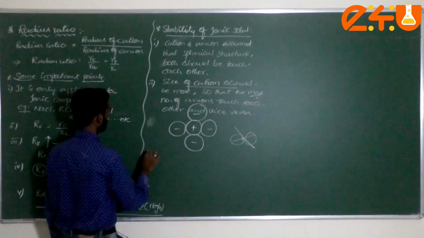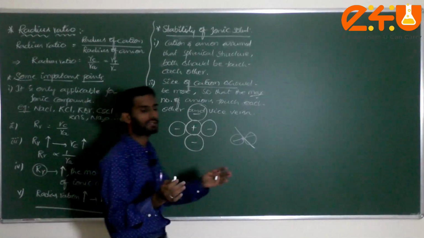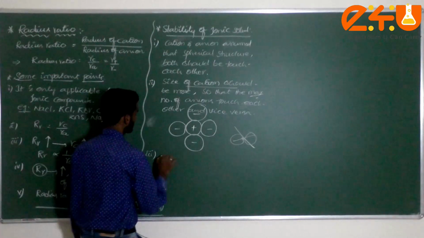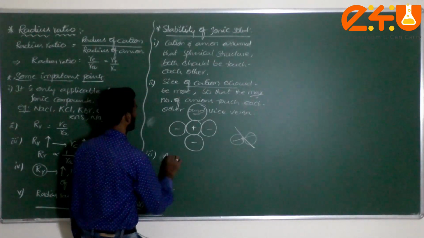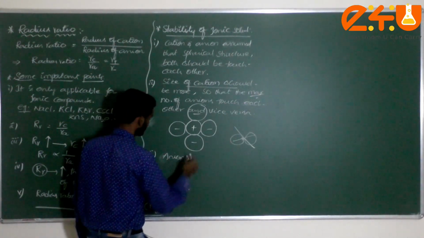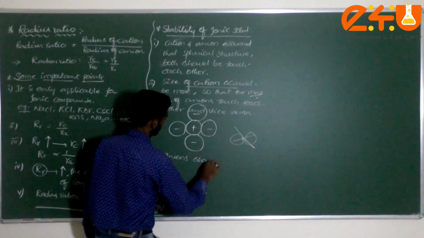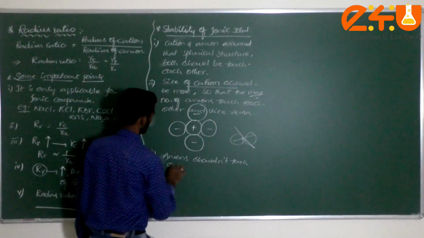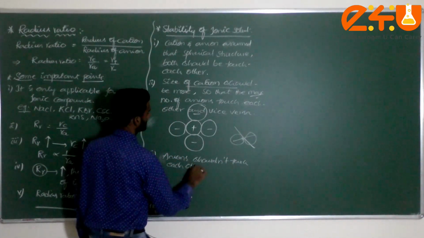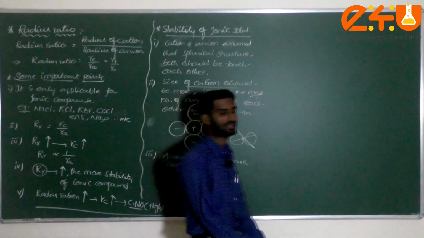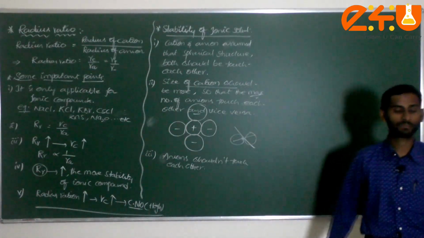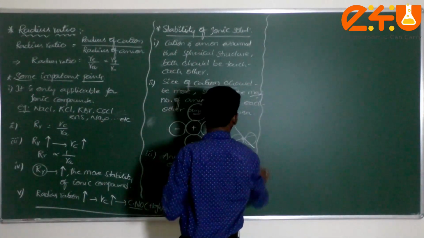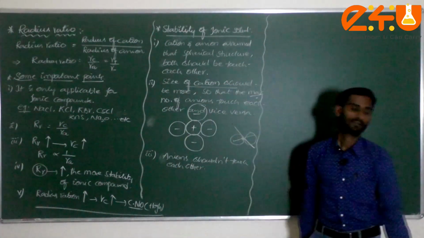Next, should the anions touch each other, dear student? No, the anions should not touch each other. If they touch each other, what will happen? Both have the similar charge, so repulsion forces will be generated. This is generally the stability of this ionic compound.